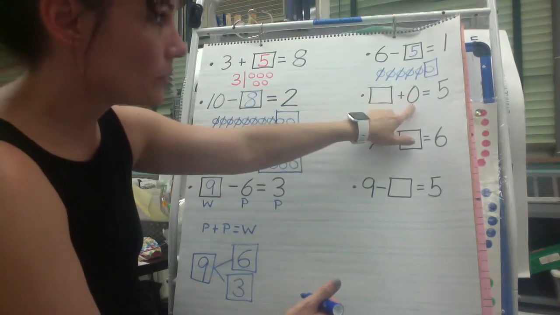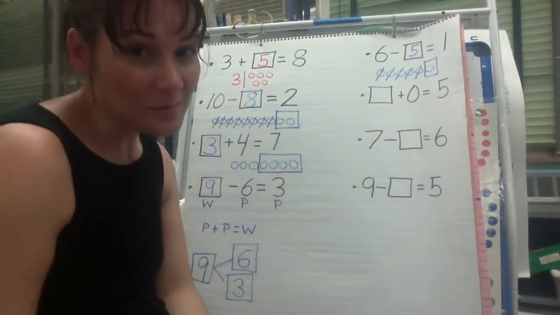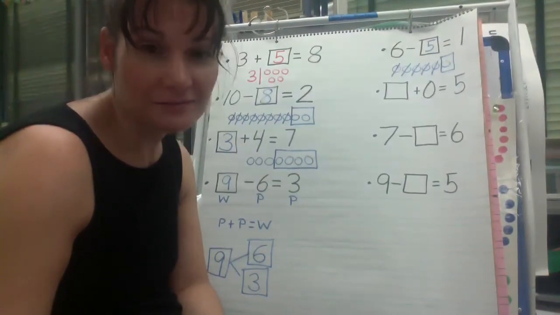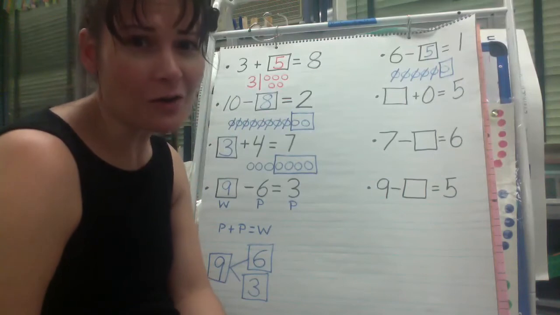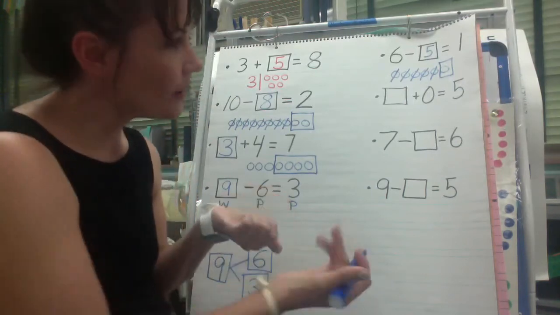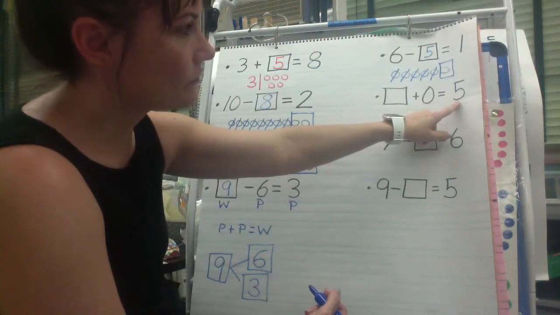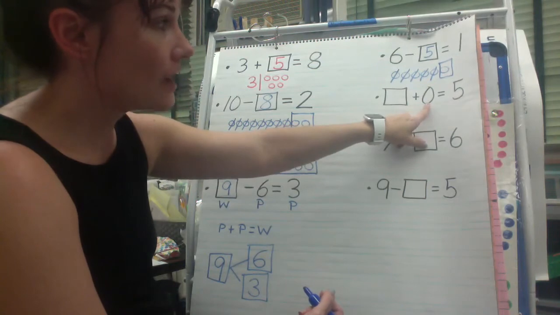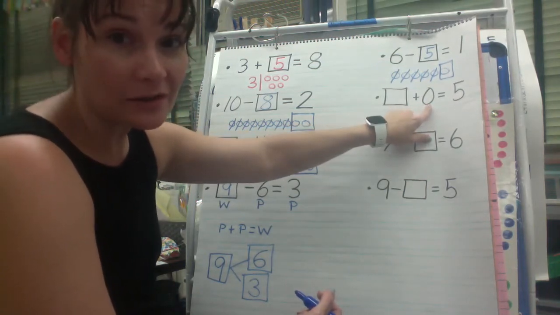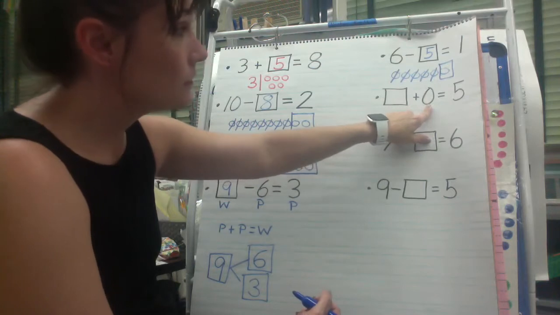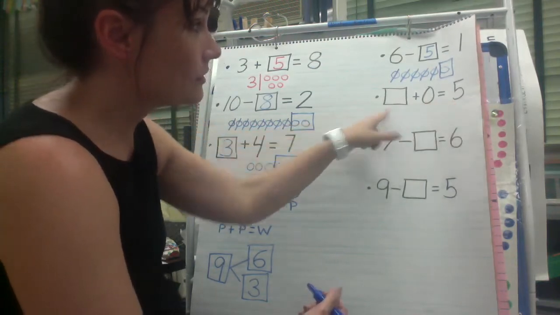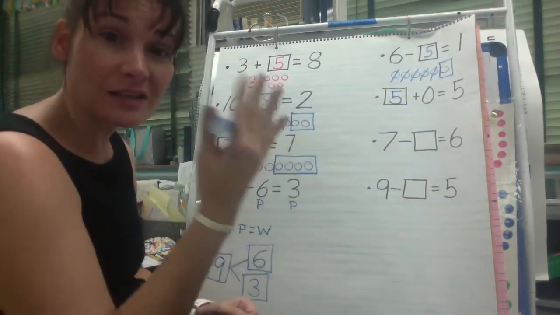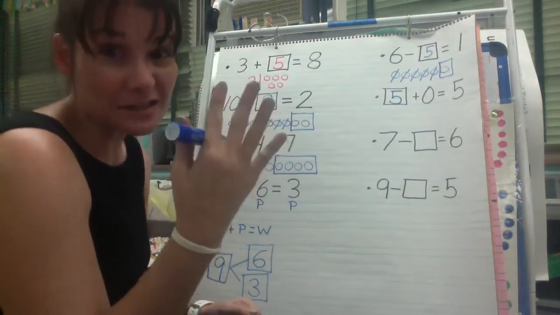Something plus 0 equals 5. Take a minute and see what you have to add to 0 to get to 5. I heard a lot of you say, oh, that was easy. Well, guys, if I'm ending up with 5 and I'm adding 0, I know that 0 plus any number is the same number. So if my answer is 5, then my part is also 5, because 5 plus 0 is still 5.